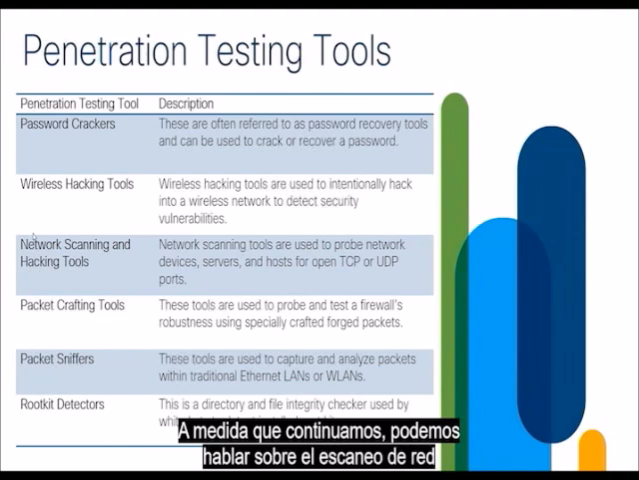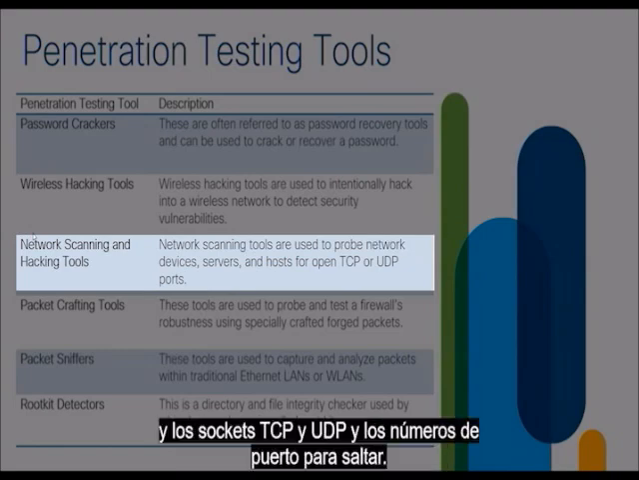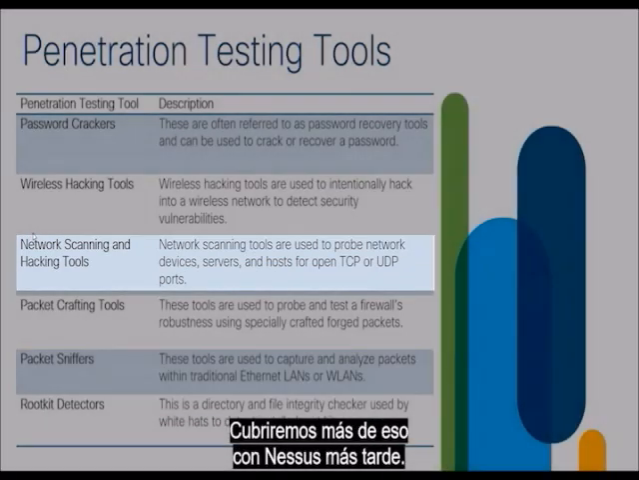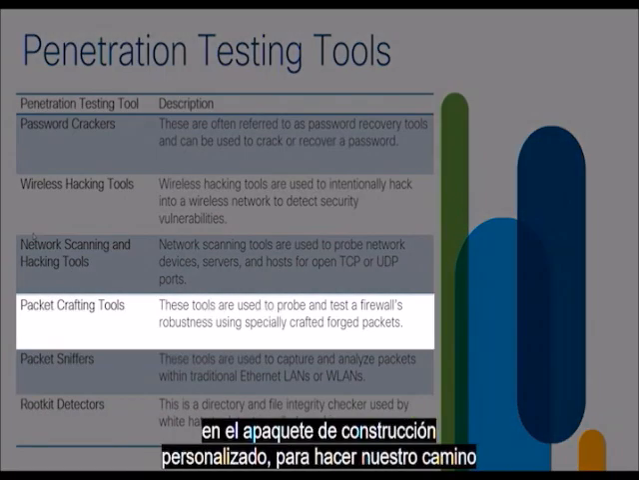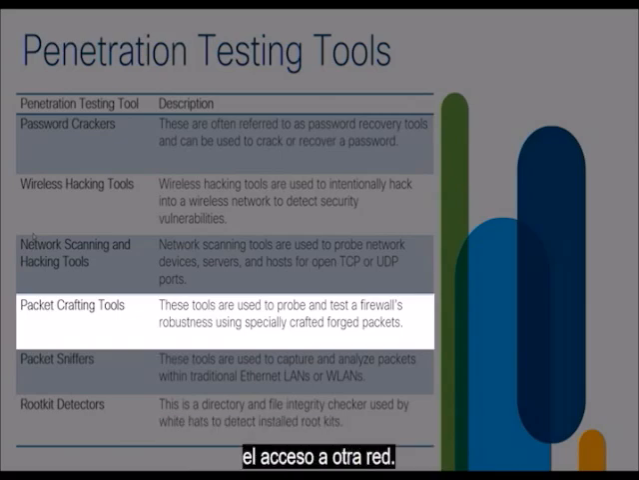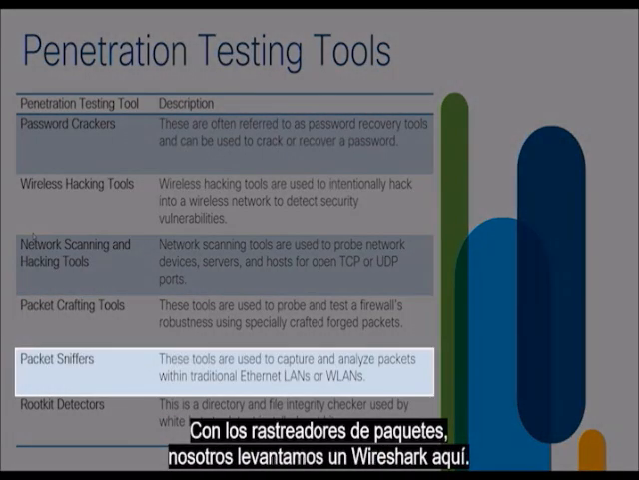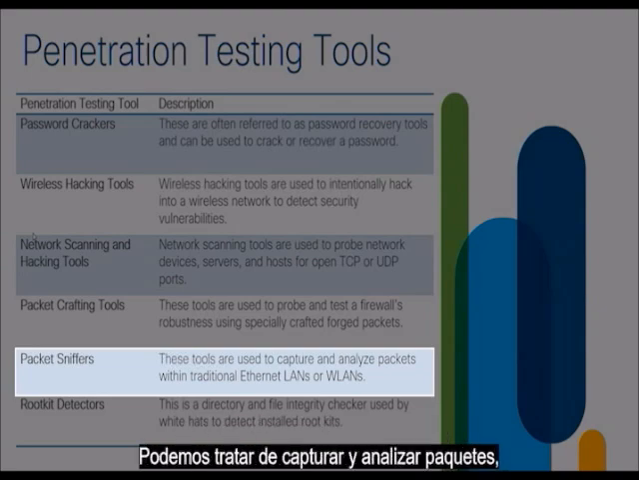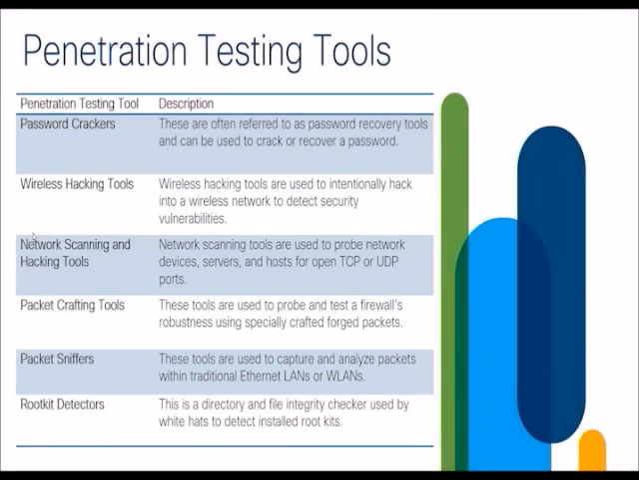As we continue on, we can talk about network scanning and hacking tools, and this allows us to probe network devices and more, and even look for open sessions and TCP and UDP sockets and port numbers to jump on. We'll cover more of that with Nessus later on. With packet crafting, we can look at custom building a packet to make our way through a firewall that's trying to block us from gaining access to another network. With packet sniffers, we shove Wireshark right into here. We can try to capture and analyze packets, and we can even save that capture for later.